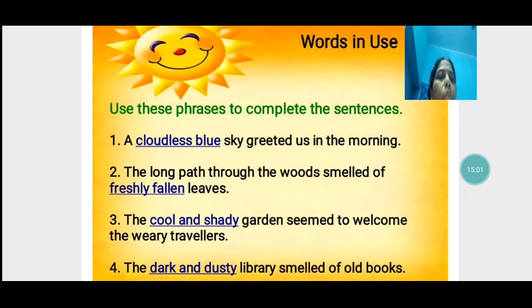Then the long path through the woods smelled of freshly fallen leaves. So freshly fallen, that is a verb phrase. So you will write there. Then the cool and shady garden seemed to welcome the weary travelers. The dark and dusty library smelled of old books. So what are these? These are all adjective phrases.